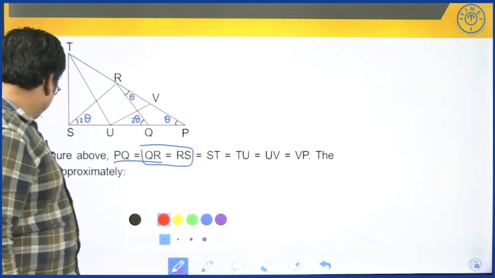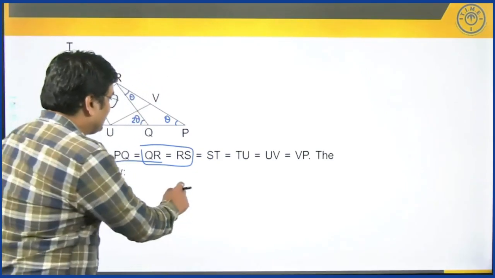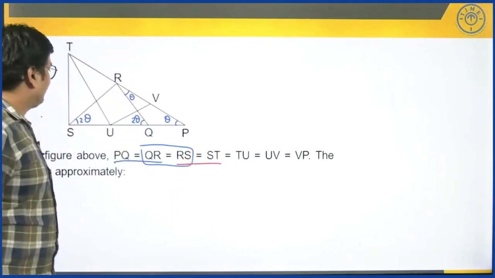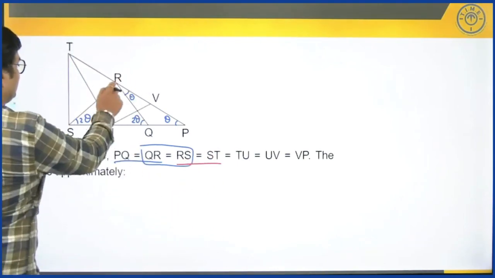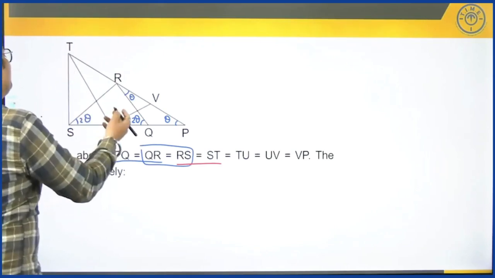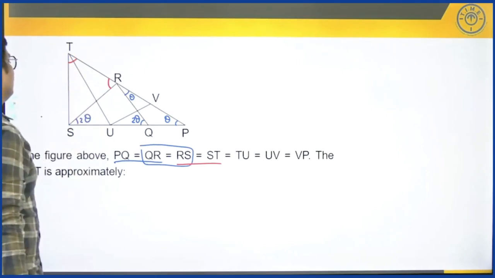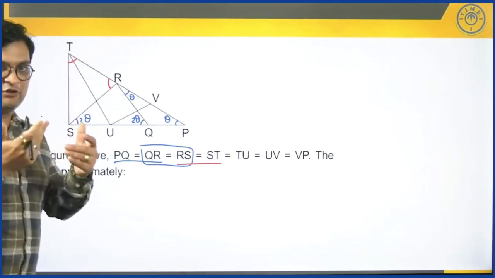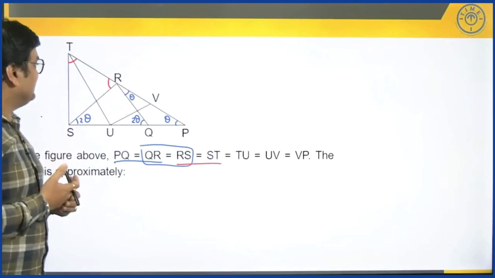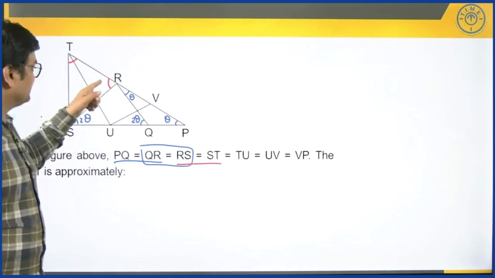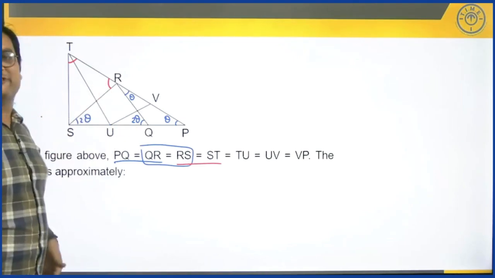Let me change the ink. Moving on. RS is equal to ST. Consider this. RS is equal to ST would mean this. So that would mean what? This angle here will be equal to the angle here. RS equal to ST. But what is the value? We don't know as of now. Let's try to see if we can find out the value here of this red angle in terms of theta.